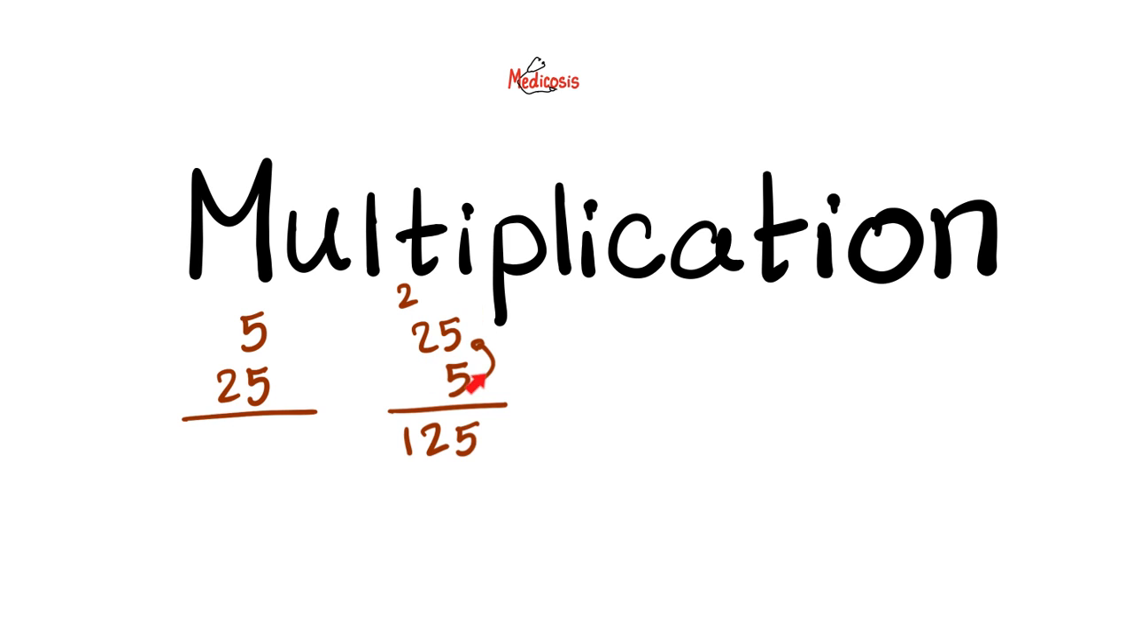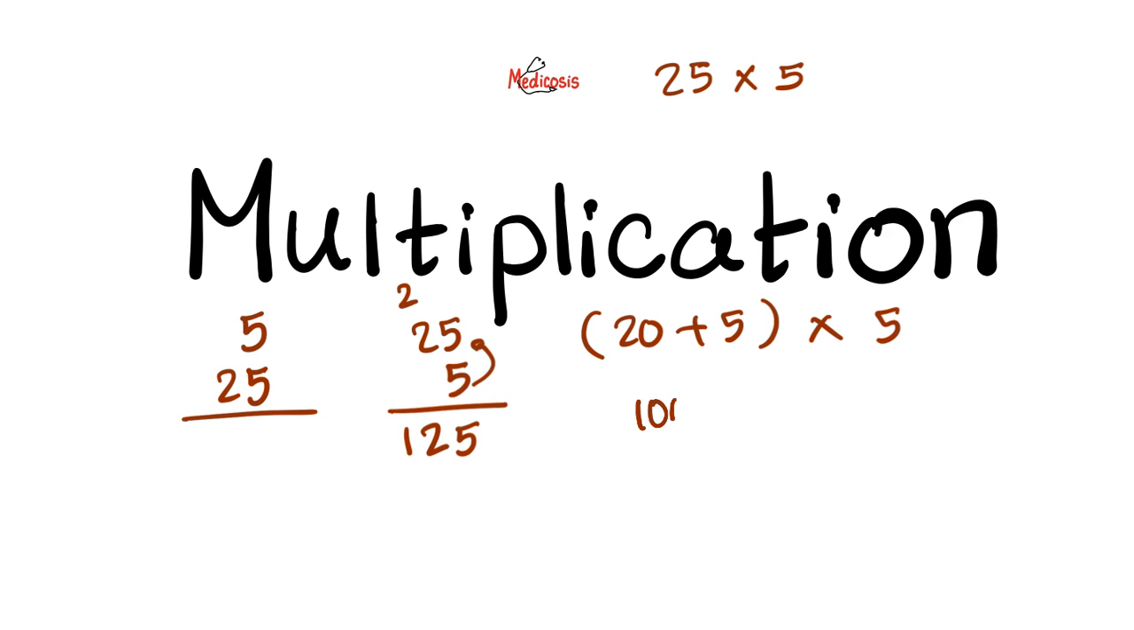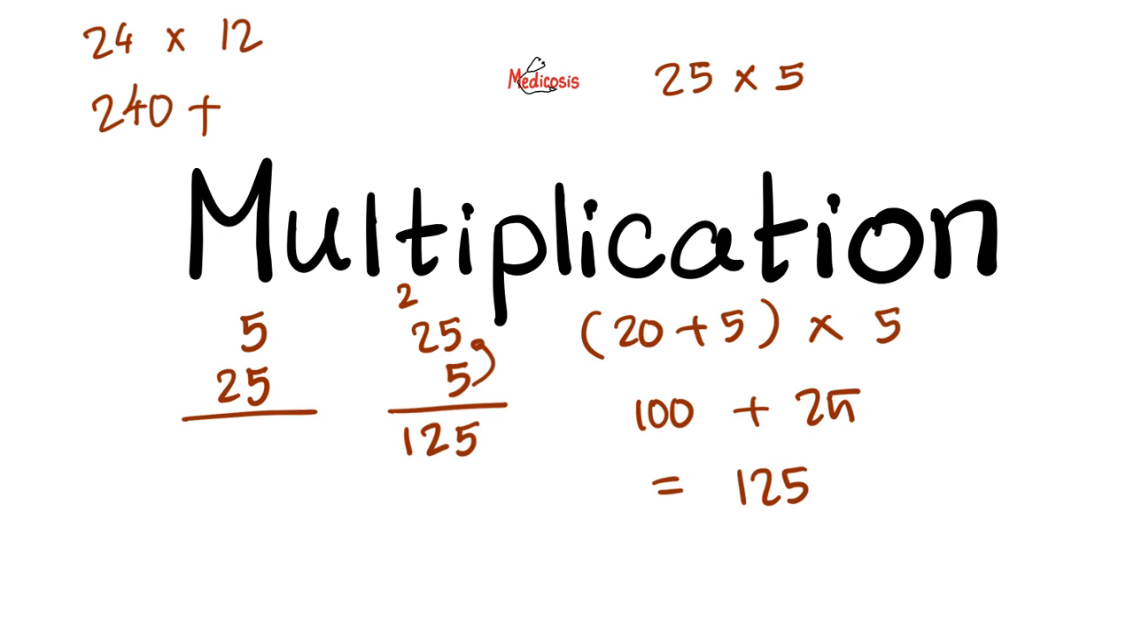Let's say that you do not have time to do this. Okay, 25 times 5 is like what? It is like 20 plus 5 times 5. Amazing. What is 5 times 20? Oh, that's 100. And what is 5 times 5? It is 25. 100 plus 25 is 125. How about 24 times 12? Easy. 24 is what? It is 20 plus 4. 12 times 20 is 240. Plus 12 times 4 is 48. 240 plus 48 is 288.